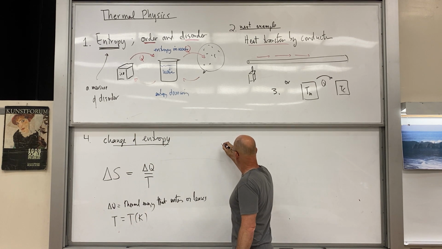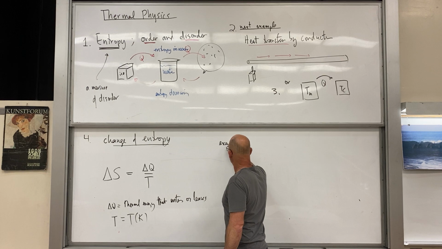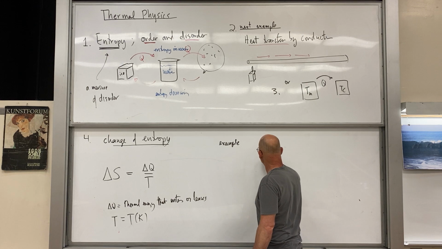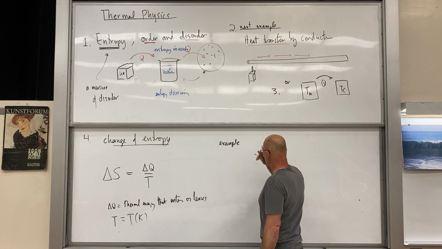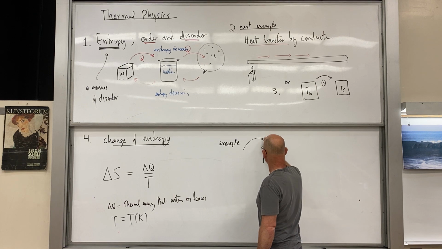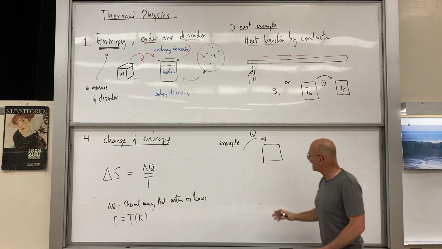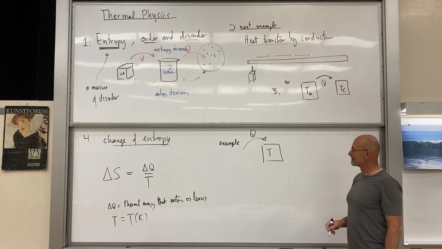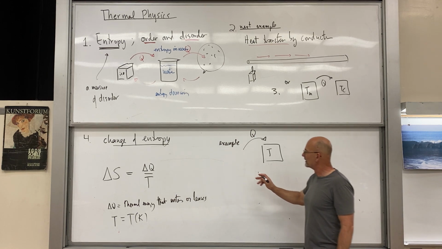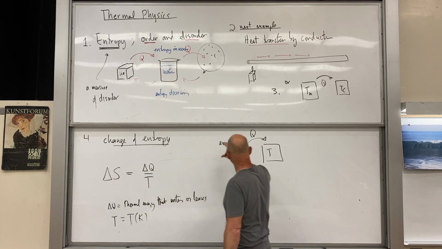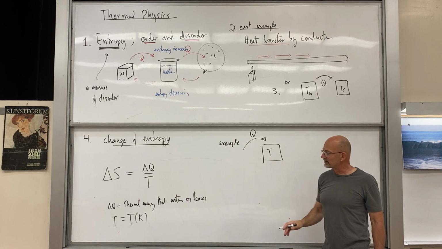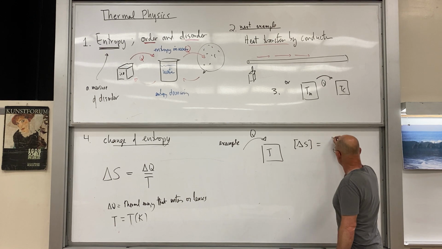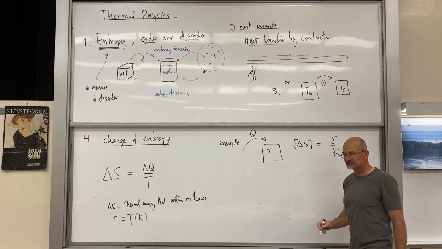So for example, we're just going to use this picture a couple of times. If Q enters this object here at temperature T, then the change of entropy is this many joules divided by this many Kelvin. Delta S has units of joules per Kelvin.